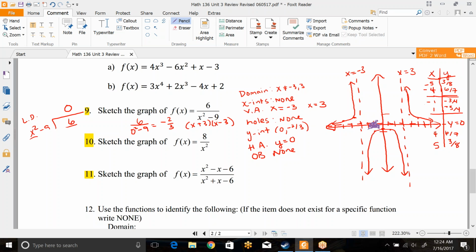Now, where students usually go wrong in graphing rational functions is that they only do a certain region. They forget to do all the regions. The only place you should not have graph is on your vertical asymptotes. So you should have graph everywhere else.